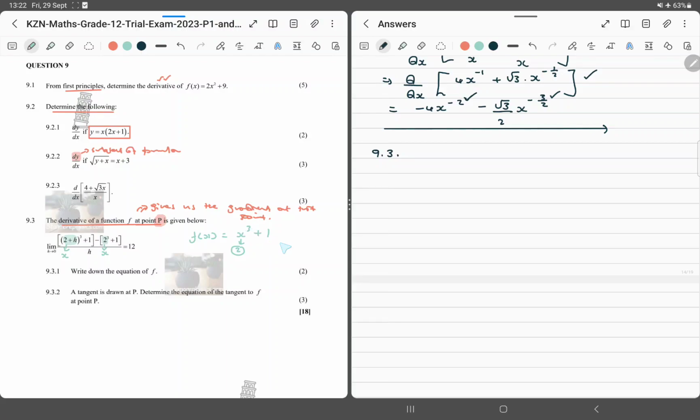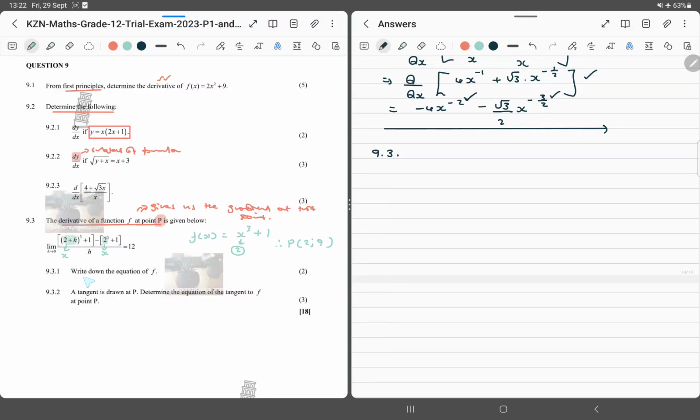This means point P has some y value that we need to find. But f of 2 is basically 2 cubed, which is 8, plus 1, which is 9. So analyze the information, because trust me, that simplifies your life.